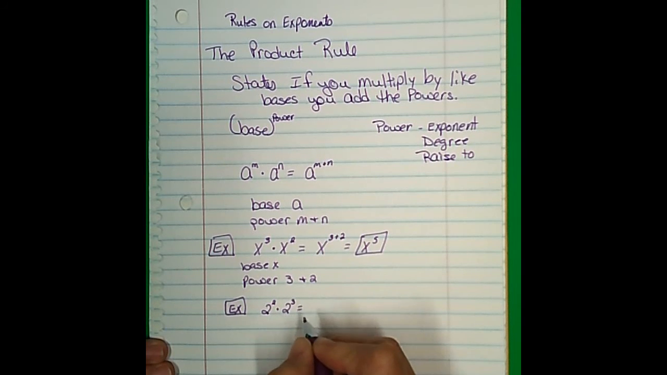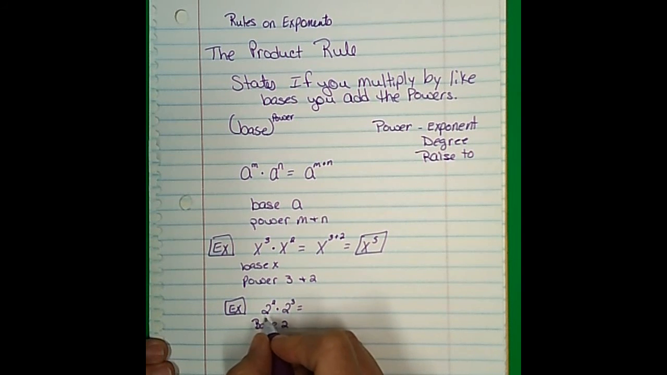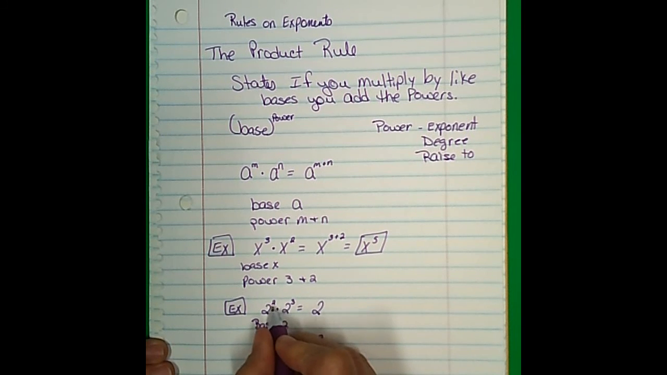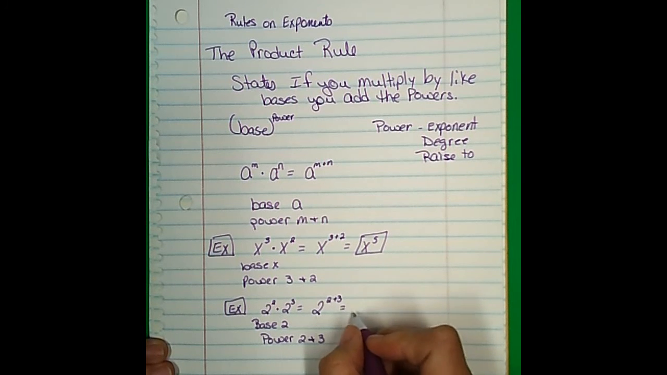Say we have 2 squared times 2 to the third. So here my base is 2. My powers here are 2 and 3. So the rule states if the bases are alike, we can write it once, right? And add the powers. So I have 2 plus 3, which means 2 to the fifth.